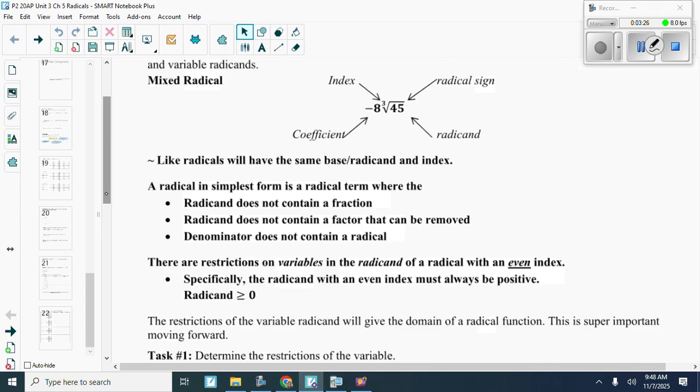So we did a little bit of a review when we were doing our quadratics. I'm just going to write a few things in here. The radicand, guys, cannot contain a fraction.